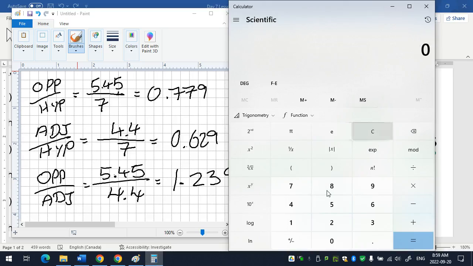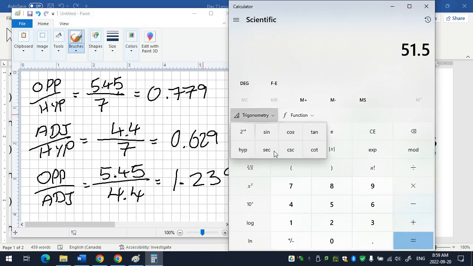Everyone, look, I'm going to clear everything. What's my angle again? 51.5. Trigonometry. Which one of those am I going to choose? This one, or this one, or this one? I'm going to choose the first one because I want to actually do the first one. You ready? 3, 2, 1.